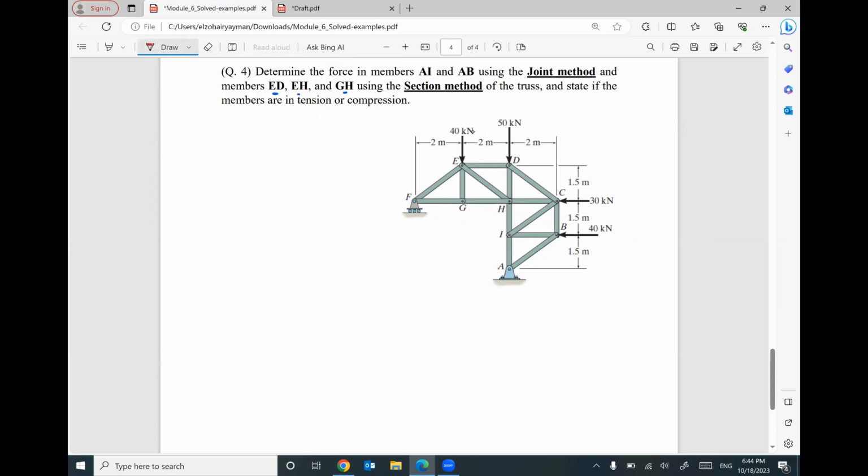Since A is a hinge, I will have two reactions, YA and XA. Be smart. I assume the XA this way because I'm feeling that 40 and the 30 are trying to push this truss to the left, so your reaction will be to the right. And we have one reaction at F, YF. Once you put your reactions, I will apply three equilibrium equations. Summation of all forces in X equals 0. Summation of all forces in Y equals 0. Summation of moment at any point equals 0.